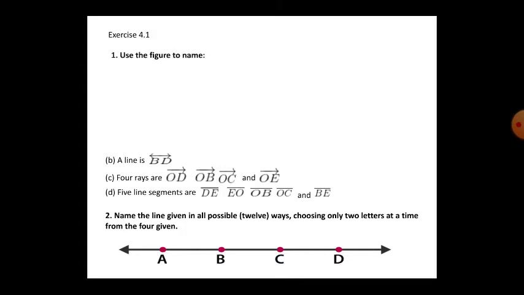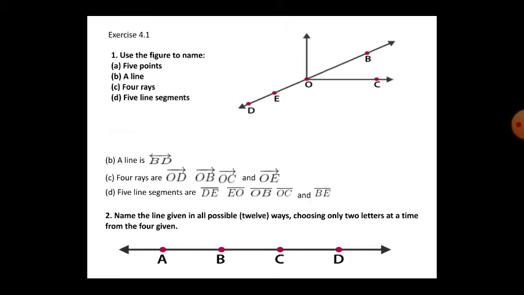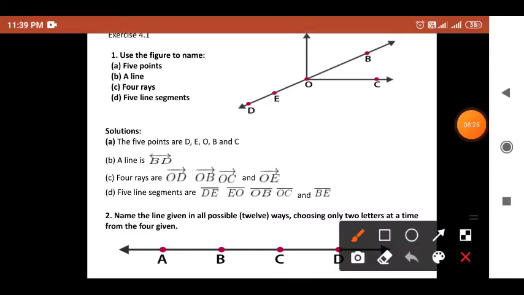Now we will start exercise 4.1. Use the figure to name. See, the figure is given. The only thing you have to do, by seeing that figure, is to name. You have to name which are the 5 points in that figure, which are the lines in that figure, which are the four rays, which are the five line segments. Let me see. See, which are the 5 points in this figure?